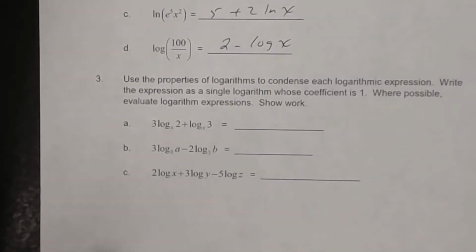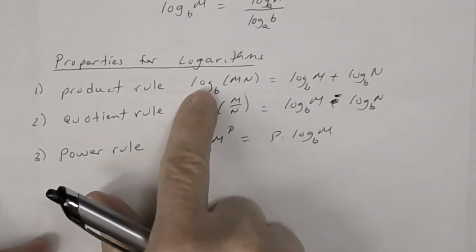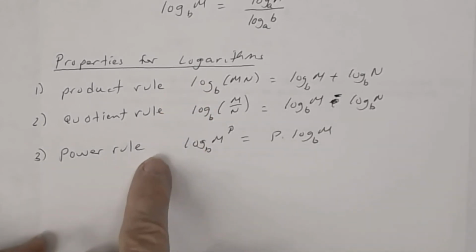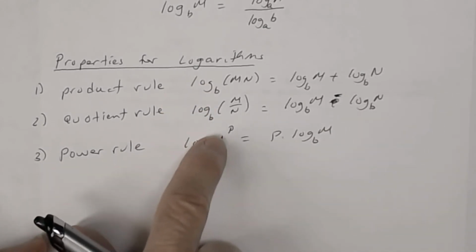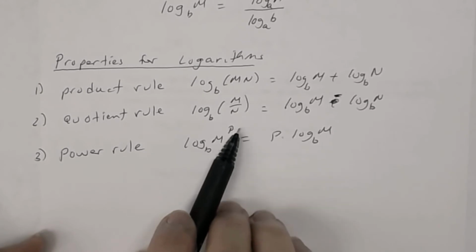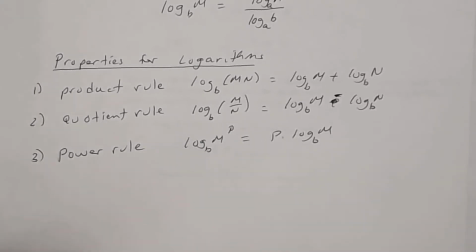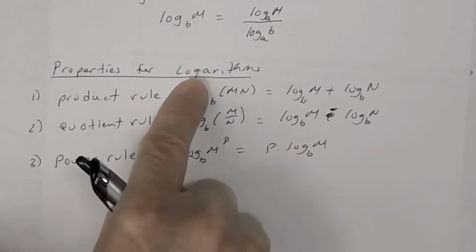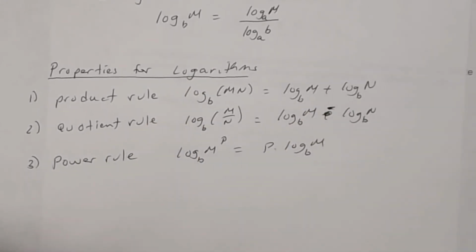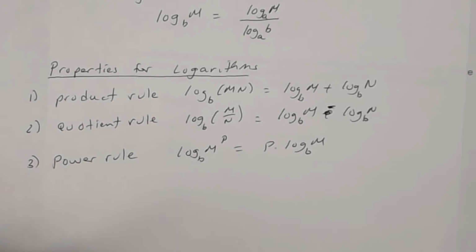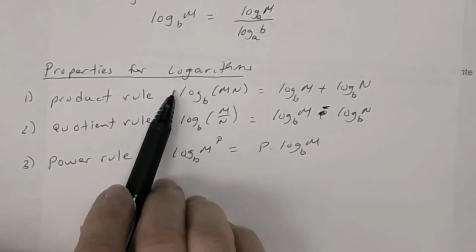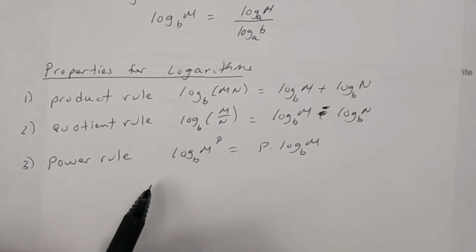Now number 3, you're condensing. Remember, to expand, you go from one logarithm to two or more when dealing with product and quotient. And for the power rule, to expand means you take your power and write it as a product. Condensing means you go from two or more logarithms to one. Also, in your final answer, you need to make sure that the coefficient in front of that log is a 1.